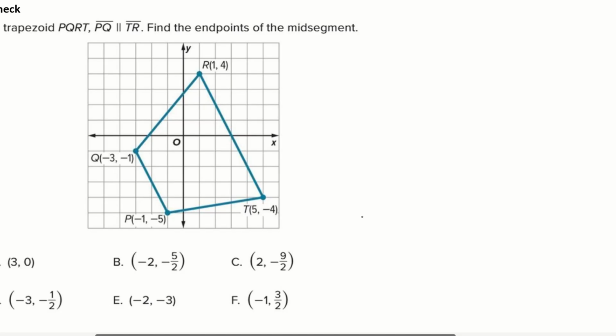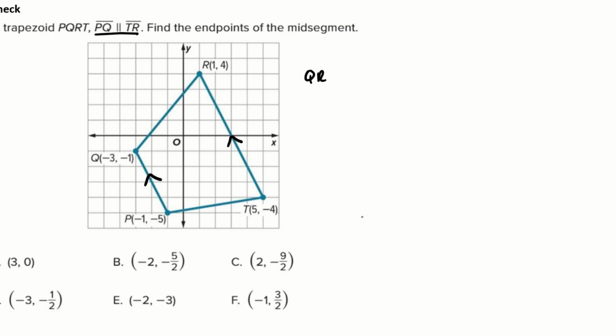All right, so all we gotta do is find the endpoints of the mid-segment. It's a trapezoid, so we can say these are parallel. We can also prove that they're parallel. Really easy to tell using slope, rise over run. But it already tells us that they're parallel, so there's no need to do that. All right, so let's find the midpoints of PQ and TR.